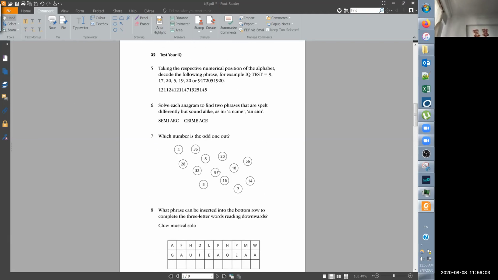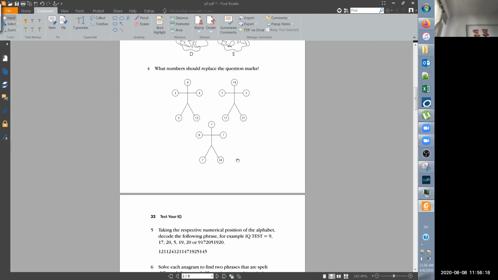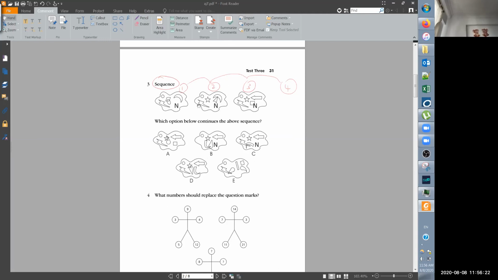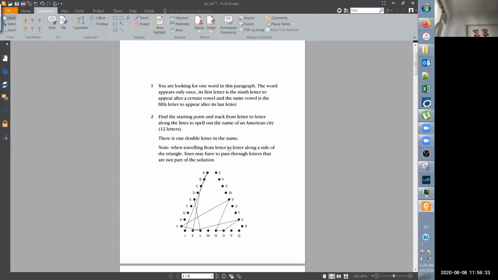Then which number is the odd one out? Question 7: I actually don't know, but I tried 4, 9, 36 and saw a pattern: they are multiples of 4. Question 3 is similar: draw them out and find which is missing and which remains. This one asks you to find the starting point and track from letter to letter along the line to spell out the name of an American city. Which one is the starting point?